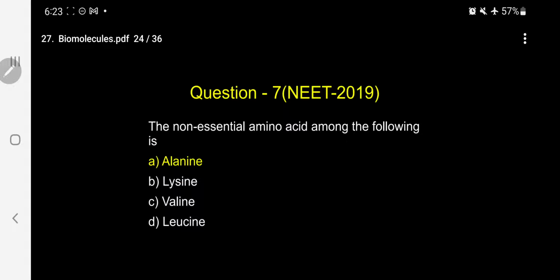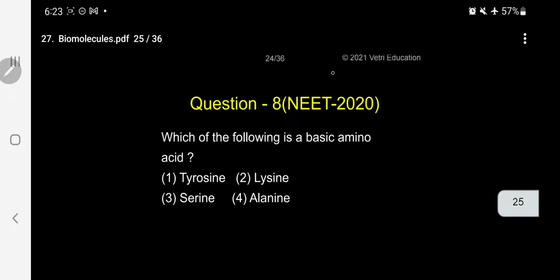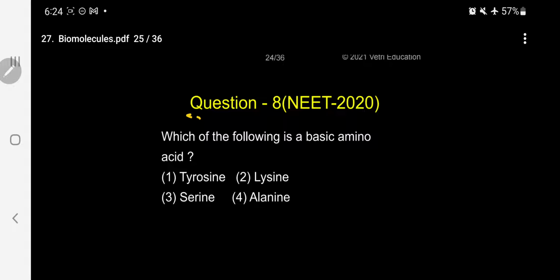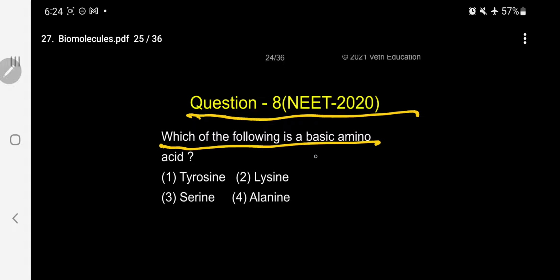Please follow. Question number 8. This question was asked in NEET 2020. Which of the following is the basic amino acid? This question is also asked under the protein amino acids.